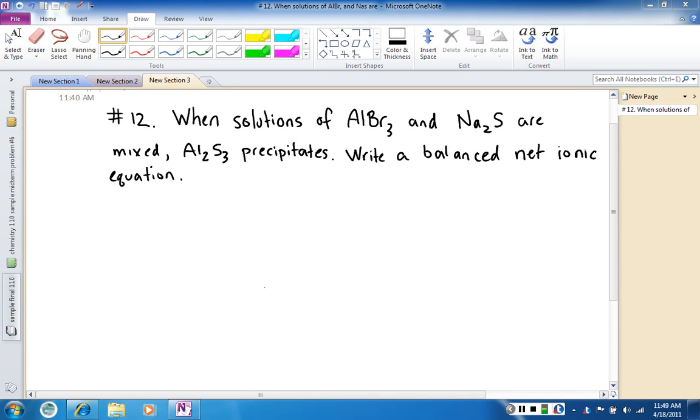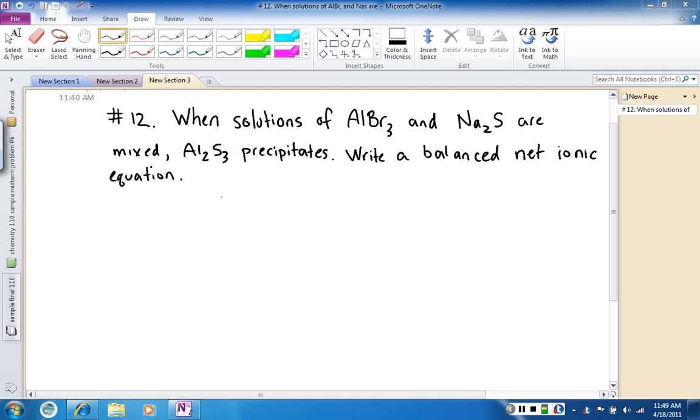Okay, we're going to do number 12 on the sample final. This is from quiz 7, writing net ionic equations. It tells you that solutions of AlBr3 and Na2S are mixed. Al2S3 precipitates. Write a balanced net ionic equation.